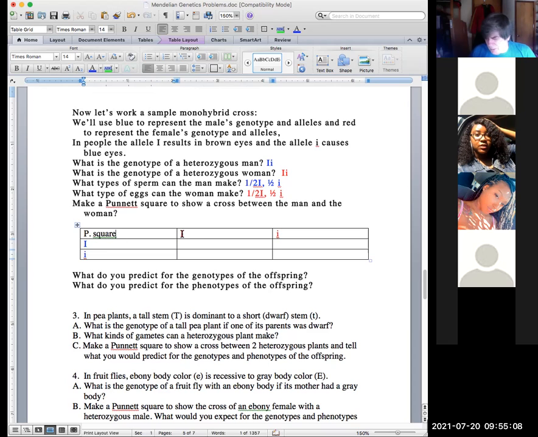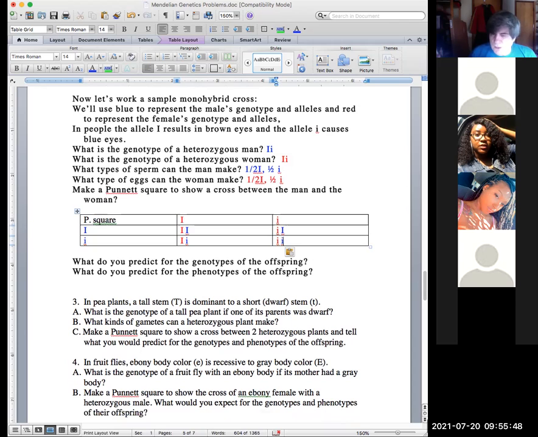Now, how do we fill this out? Well, we take this big I from the mom and we're going to carry it down. Think of this like a spreadsheet. We're going to carry it down to all the cells underneath that big I. We're going to take this little I and carry it down to all the cells underneath the little I. Take the big I from dad, and we're going to carry it across to everything that's in the same row. We're going to take the little I from dad and do the same thing.